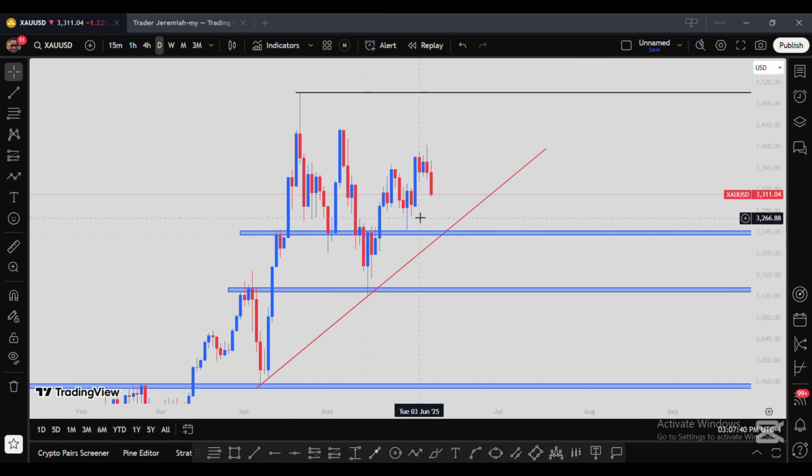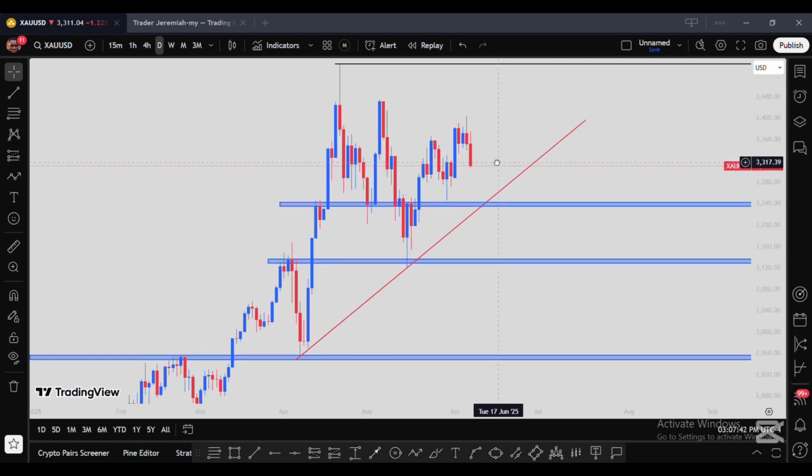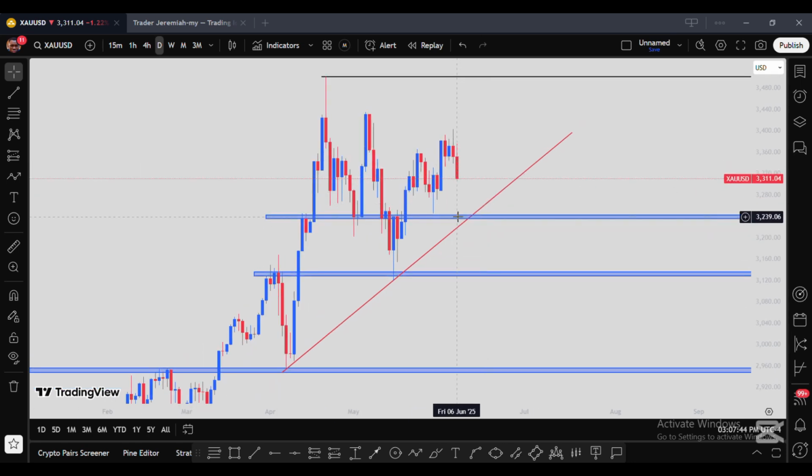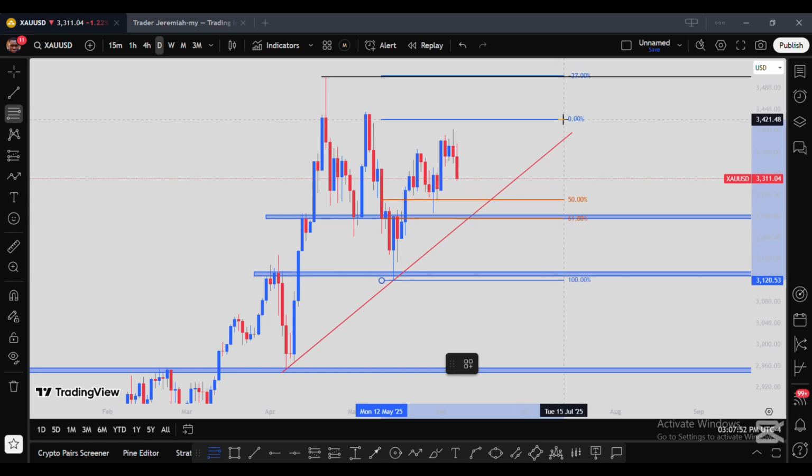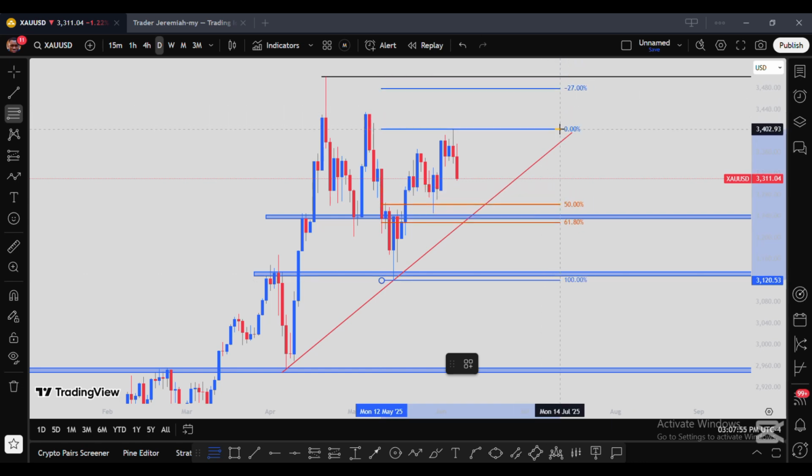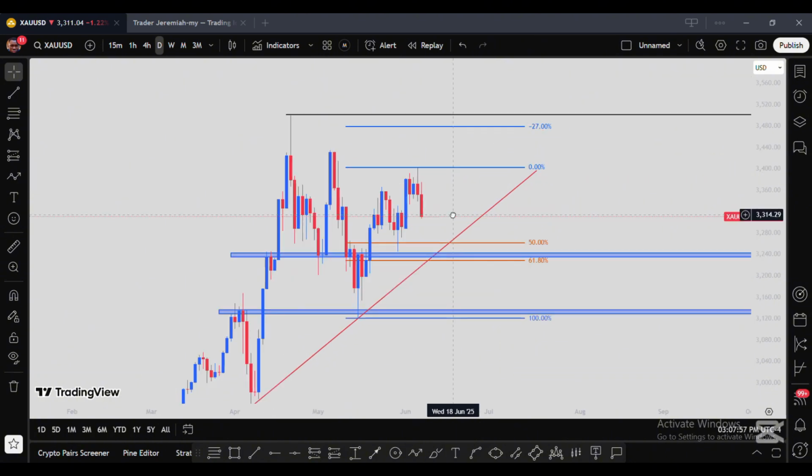So I'm expecting price to continue moving back to the downside to come and touch this major key level before price continues heading higher, and also this trend line, and this also aligns very nicely with a Fibonacci level. This is just what I'm waiting for on gold. I'm expecting price to continue heading lower from here.